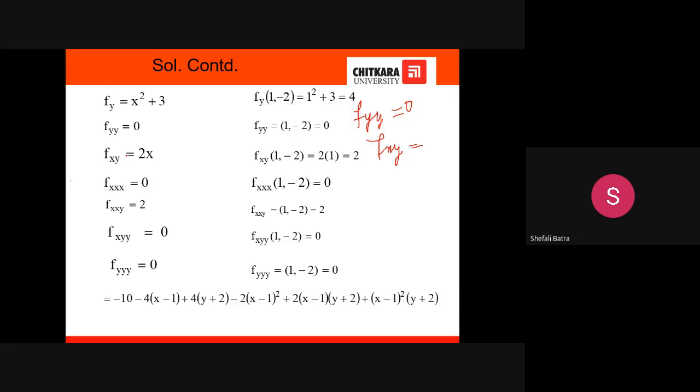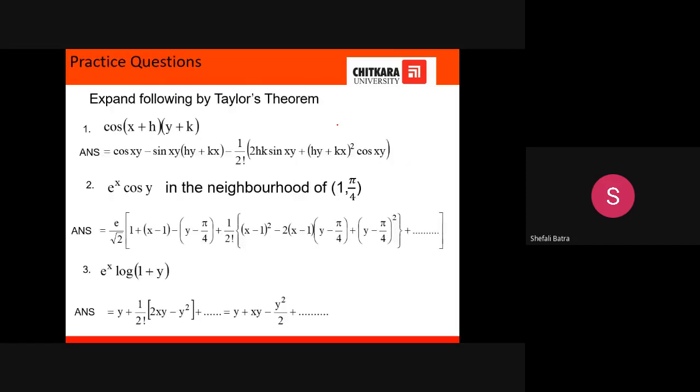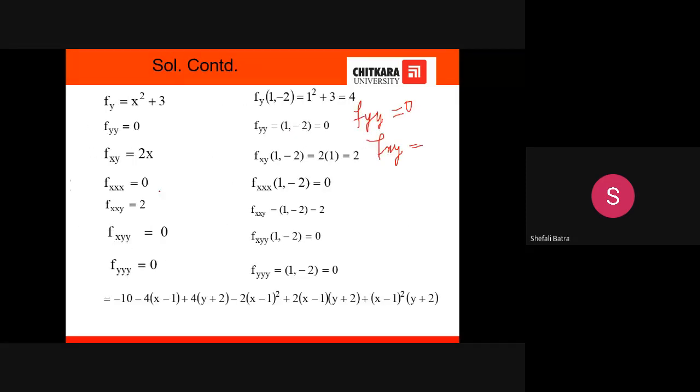So now you need to put all the values in that formula and that would become minus 10 plus 4 times x minus 1 plus 4 times y plus 2 minus 2 times x minus 1 whole square plus 2 times x minus 1 times y plus 2 plus x minus 1 whole square times y plus 2. Whatever values you have, you put them, and wherever the value is 0, those terms become 0. Right? So this is your answer.